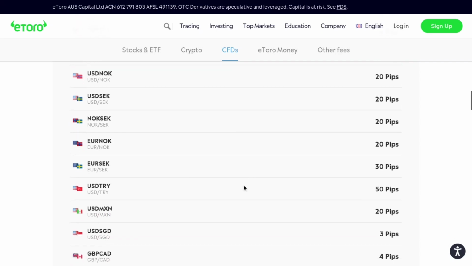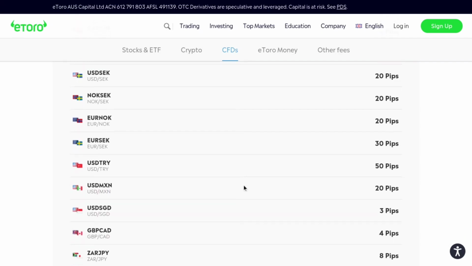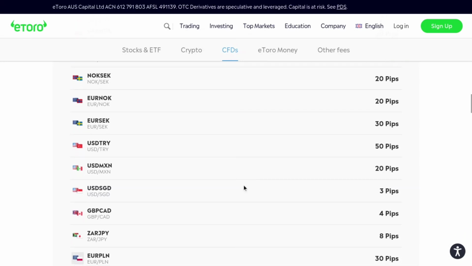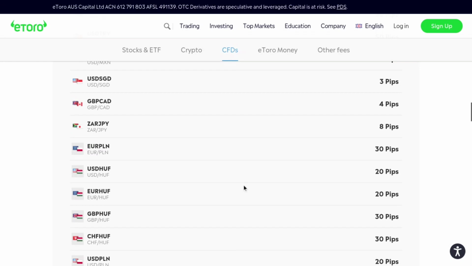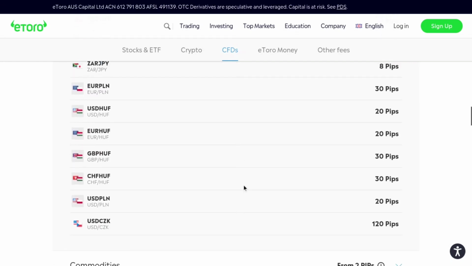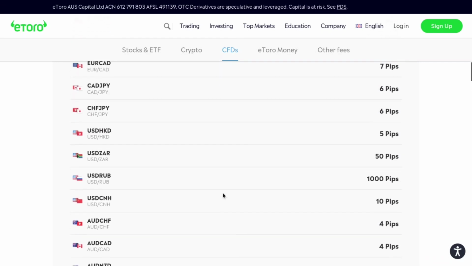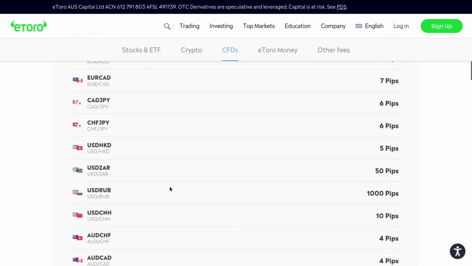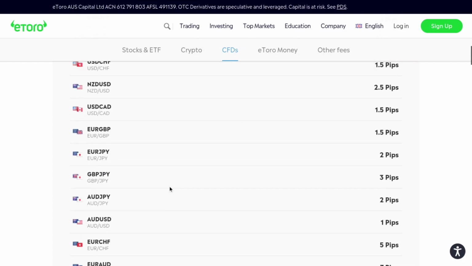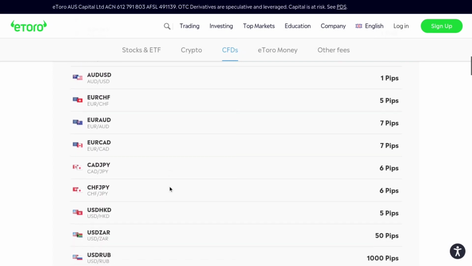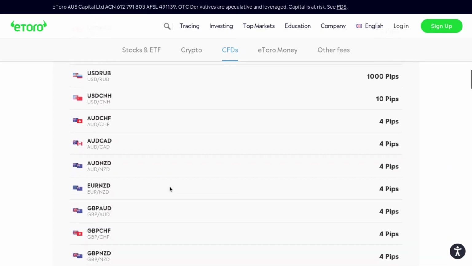Euro SEK, 30 pips. So this seems about fairly fixed and fairly sort of linear or close together, between 20 to 30 pips. So this is not bad, except for a few outliers, 120 pips. They don't offer too many pairs in terms of what's out there, 1,000 pips for a USD ruble, if that's even traded. Yeah, so the options are fairly decent.